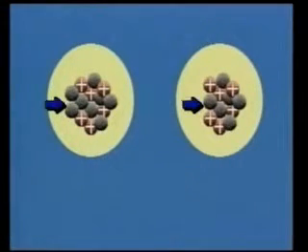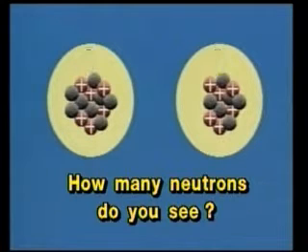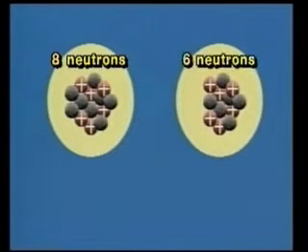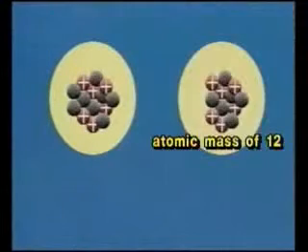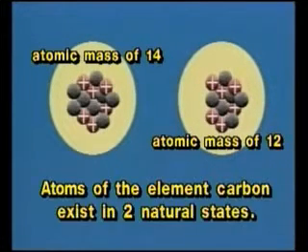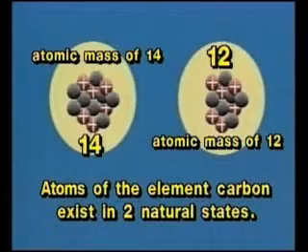But now, look at each nucleus again. How many neutrons do you see? In one nucleus, you have 8 neutrons, while the other has only 6 neutrons. So in one atom, we have an atomic mass of 12, and in the other, an atomic mass of 14. Thus, atoms of the element carbon exist in 2 natural states, as carbon with a mass of 12 and carbon with a mass of 14.